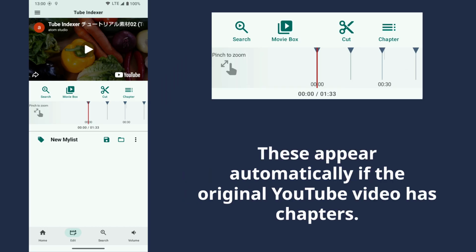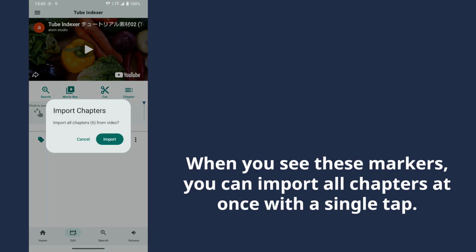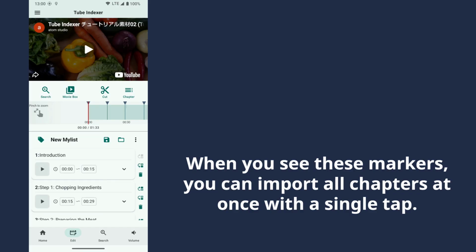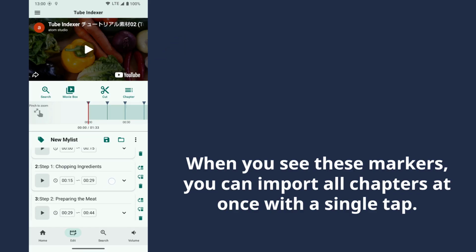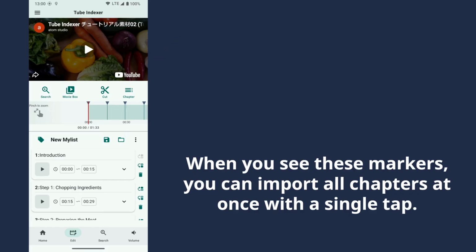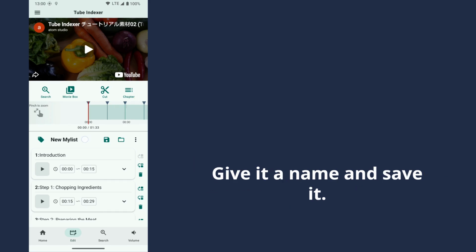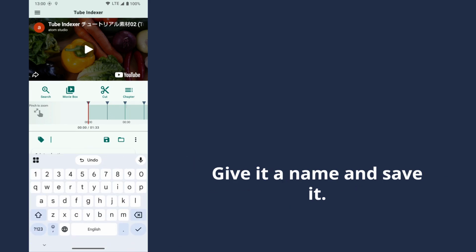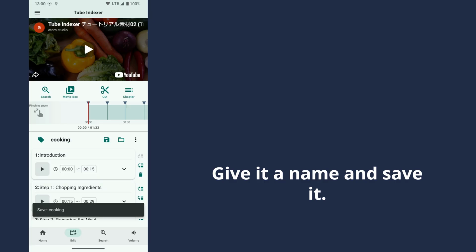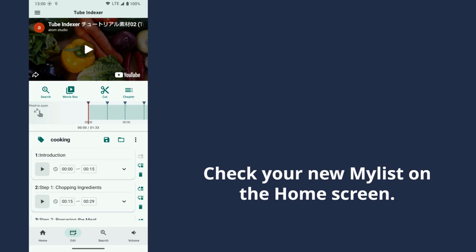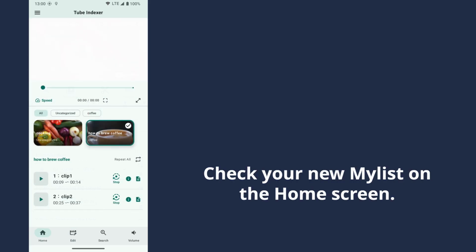These appear automatically if the original YouTube video has chapters. When you see these markers, you can import all chapters at once with a single tap. Give it a name and save it. Check your new Mylist on the home screen.